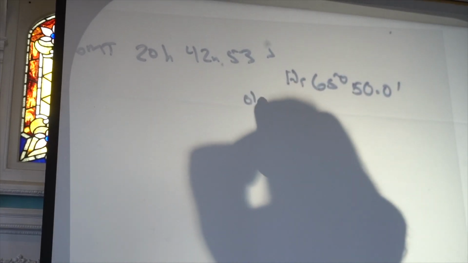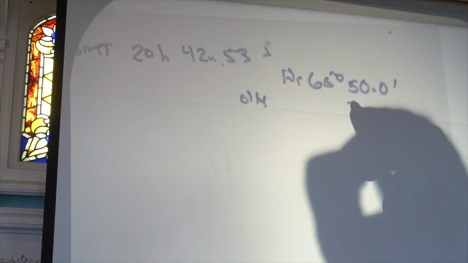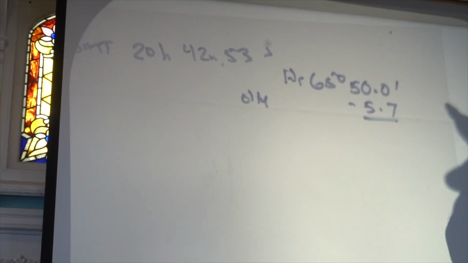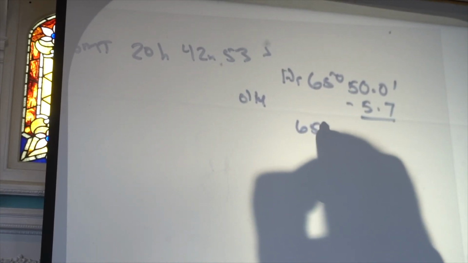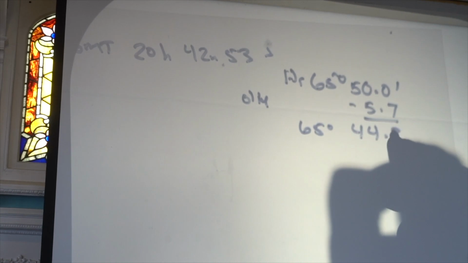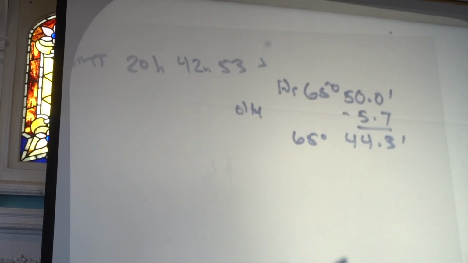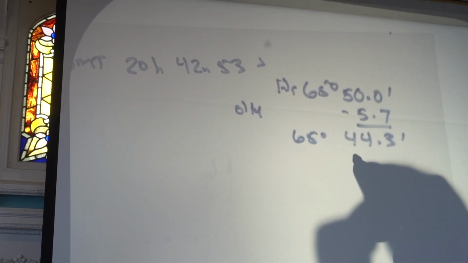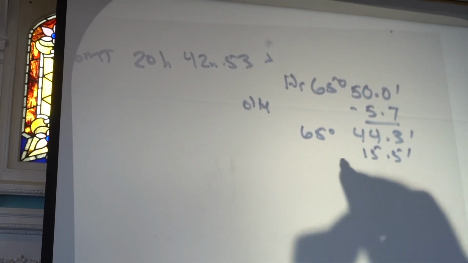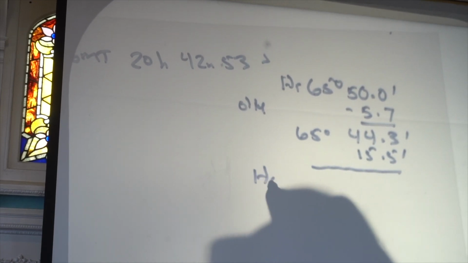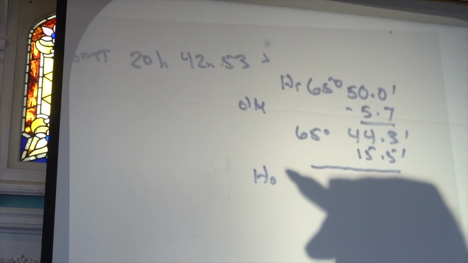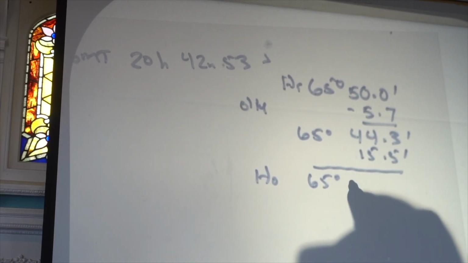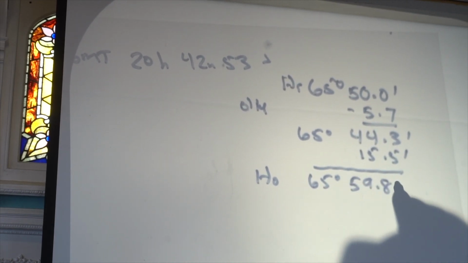dip correction? Okay, and that gives us 65 degrees, 44.3 minutes. And then we have a main correction of what? 15.5. Okay, 15.5 minutes, which gives us an HO of 65 degrees, 59.8 minutes. Almost 66 degrees.